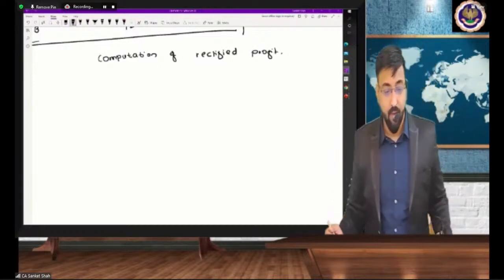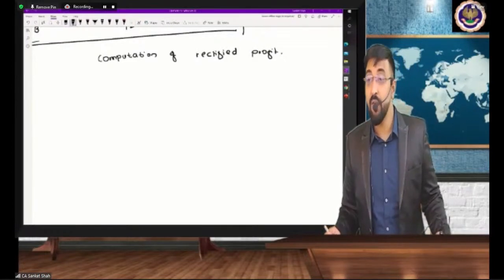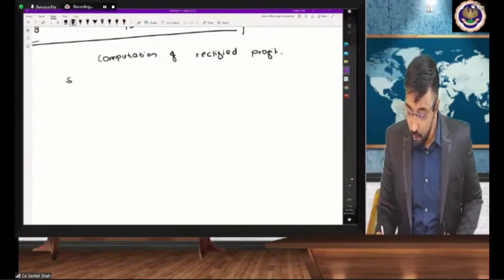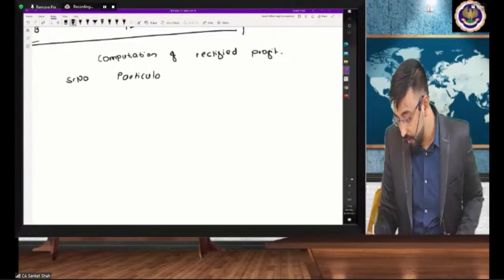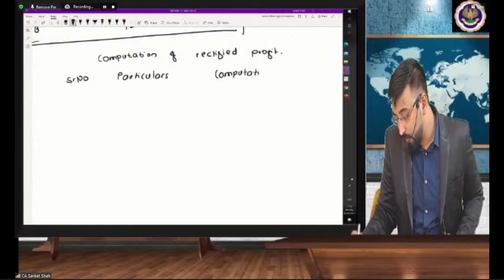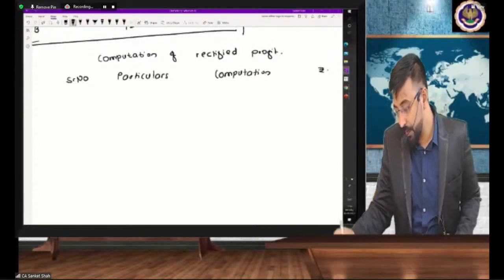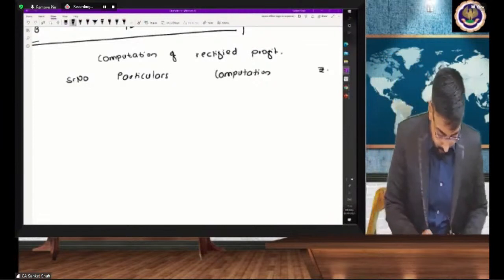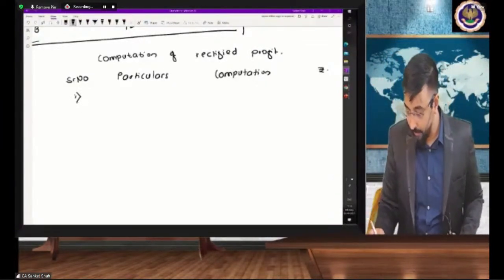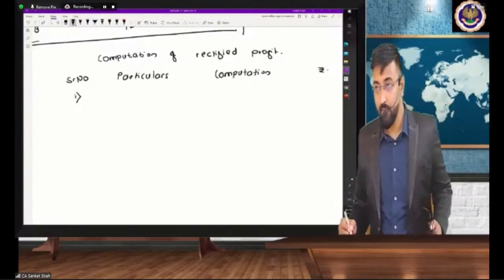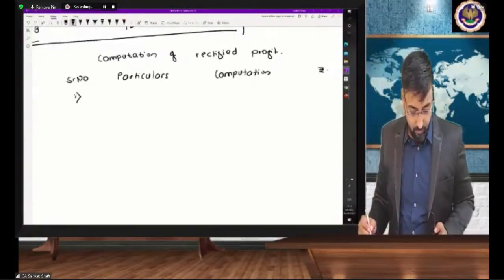Serial number, particulars, computation, rupees. No need to prepare 3 columns. Okay, serial number, particulars, computation, rupees. Yes. Roman 1.